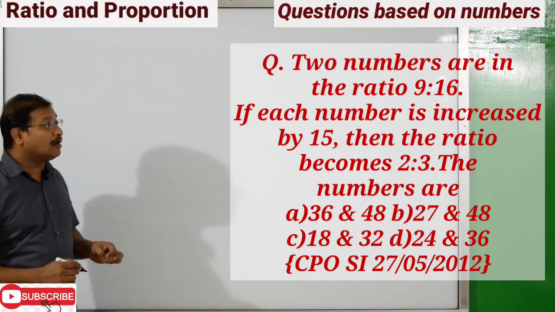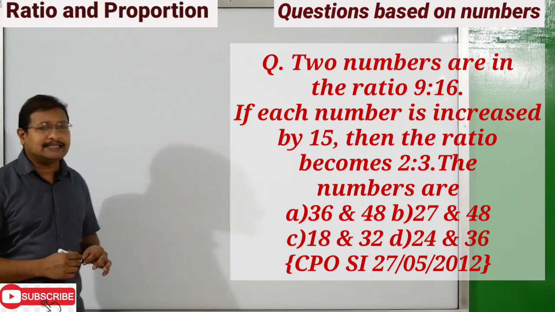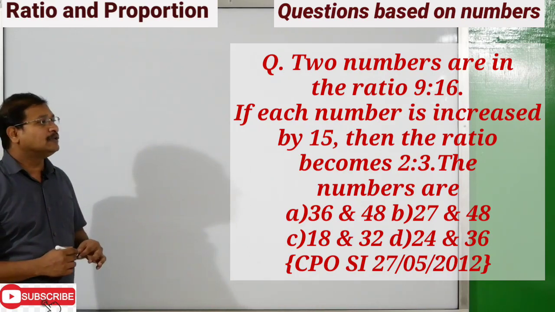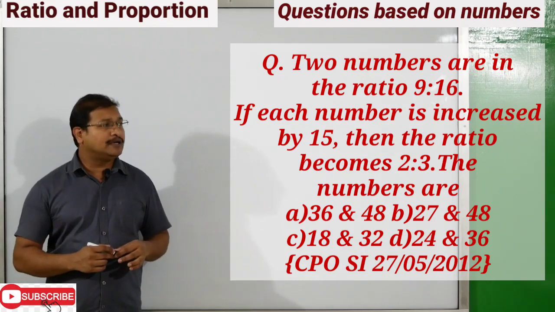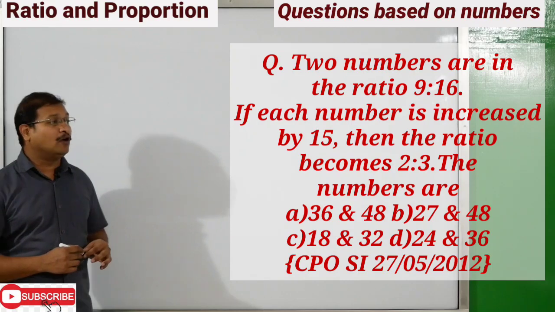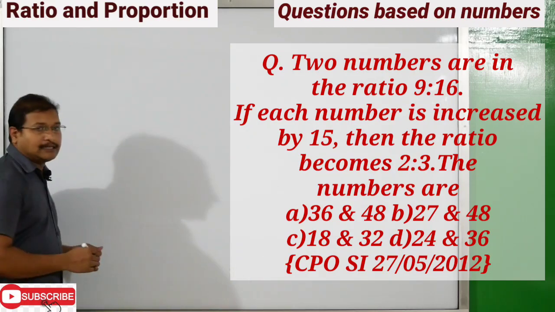The numbers are, option A: 36 and 48, B: 27 and 48, C: 18 and 32, D: 24 and 36. It came in CPO SI 27/5/2012. Let's see the answer now.